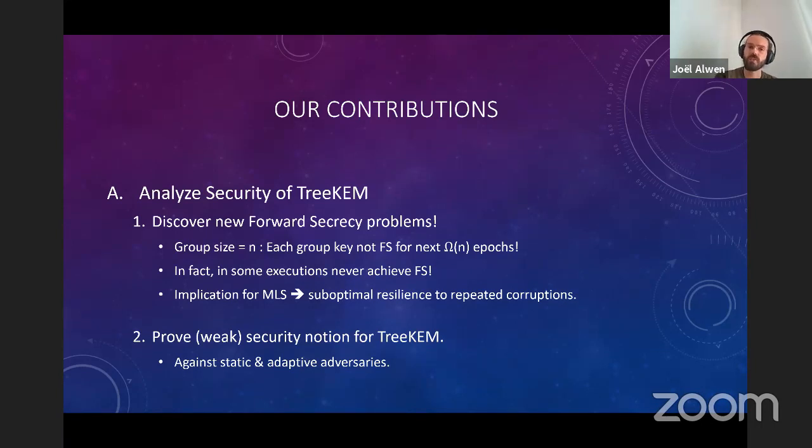And what that means for MLS is that MLS is suboptimal in terms of resilience to repeated corruptions. Remember, MLS is also designed for long-term sessions. When we say repeated corruptions, I mean something like you corrupt a group member today, and then 1,000 epochs later, you corrupt another group member. It turns out, because of these poor forward secrecy properties of TreeKEM, it could be that with those two corruptions, you can recover all the messages that were sent in those intervening 1,000 epochs. And in fact, forward secrecy may never even kick in. It's execution dependent.